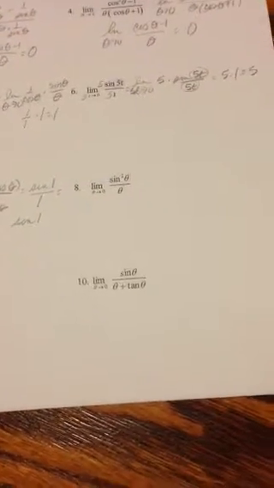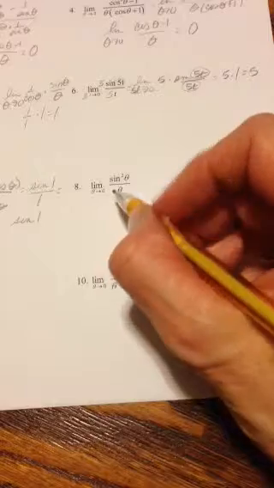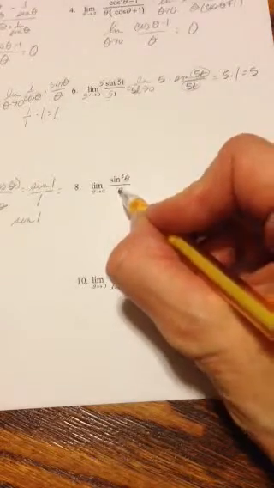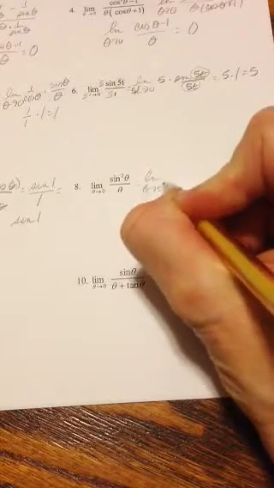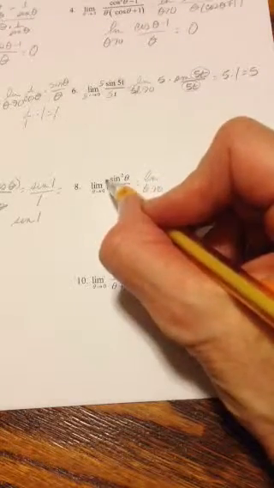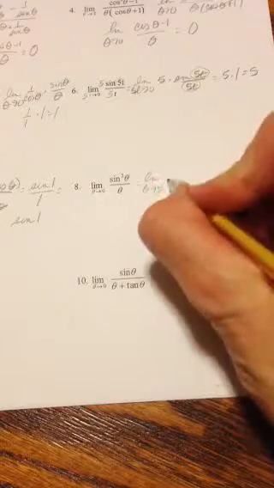And finally, in this video, the last one I'm going to do is number 8. The limit as theta goes to 0 of sine squared of theta over theta. We did one really similar in class today, but I believe we had sine squared of theta over theta squared.